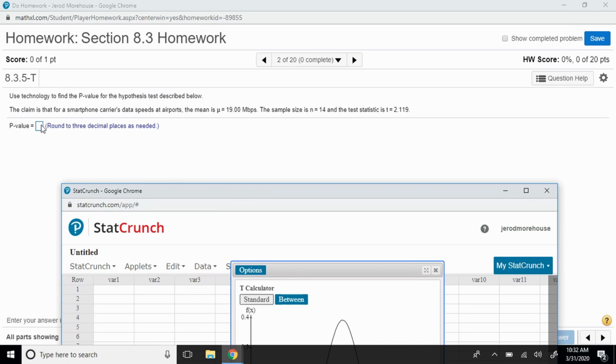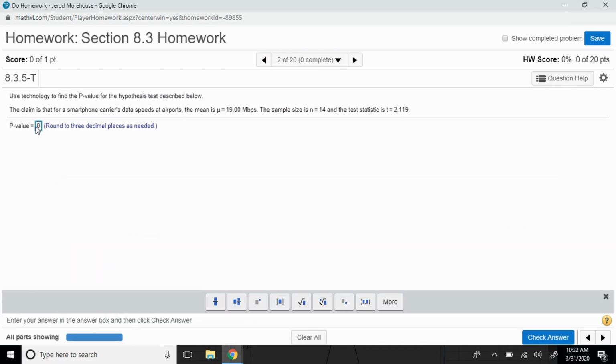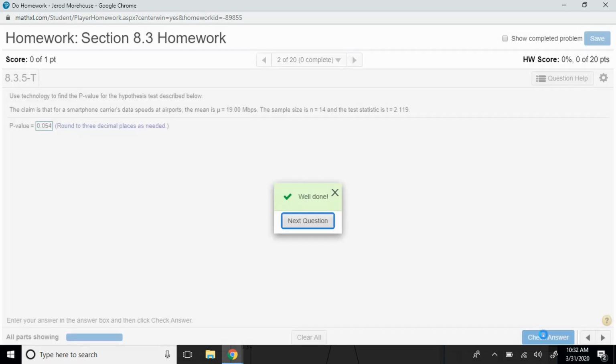So let's go back over here. It says 3 decimal places. So I'm going to type in 0.054. I can hit check answer. We got the right answer. Nice job. Now remember, it's because we're doing a two-tailed test here that we doubled that tail area.